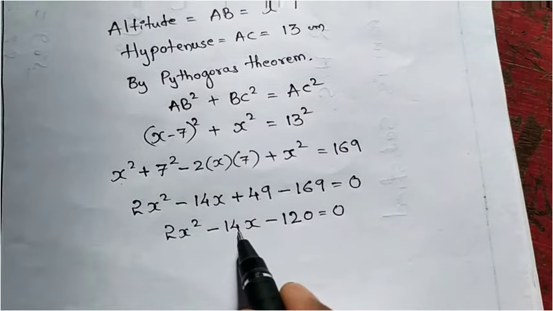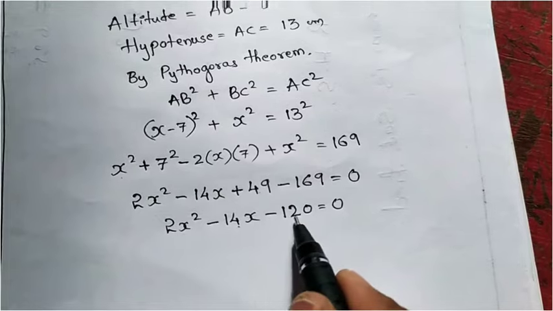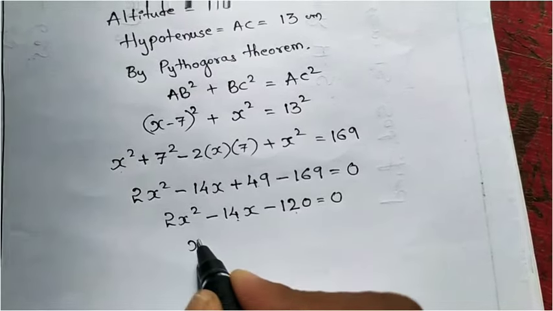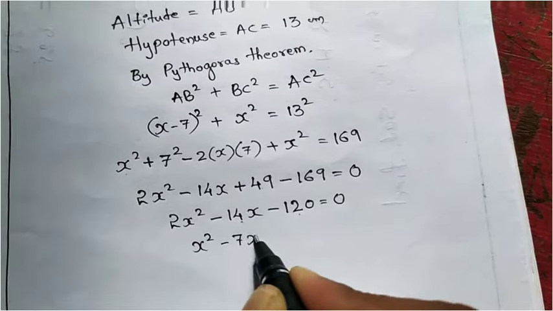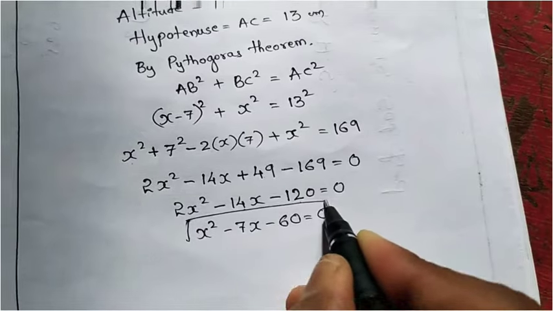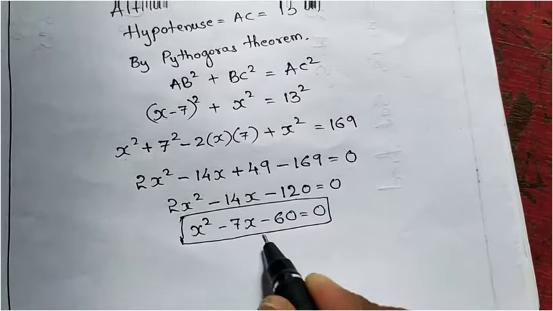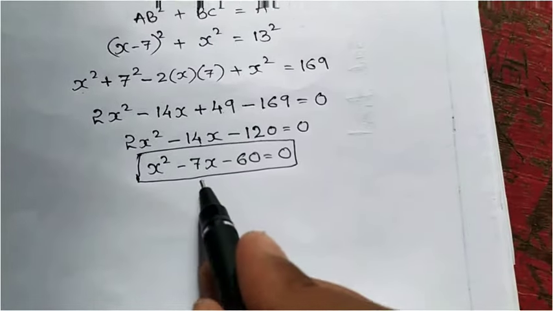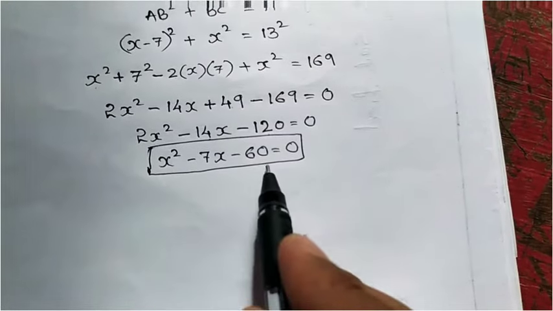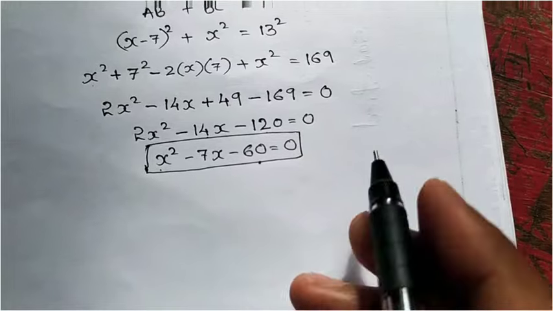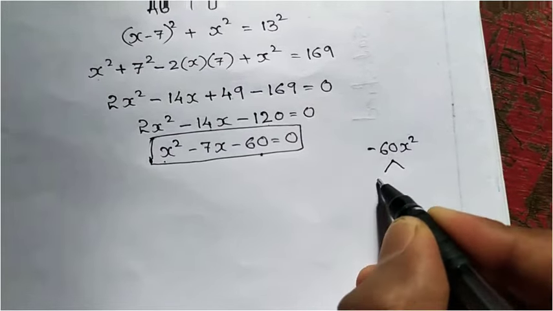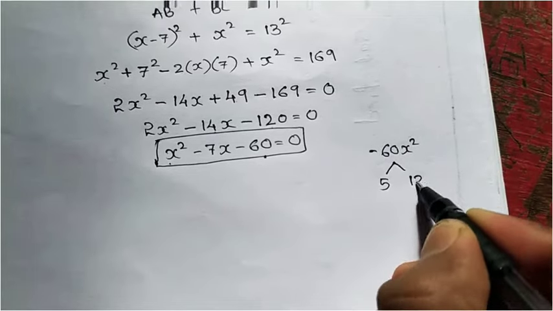So 2x square, 14x, 120, all are divisible by 2. So I will divide it by 2. So here you will get x square minus 7x minus 60 equal to 0. So this is our quadratic equation. Now we have to split the 7x. So for this, first multiply the first term and last term, that is x square into 60, minus 60x square. So directly I will take 5 12s.